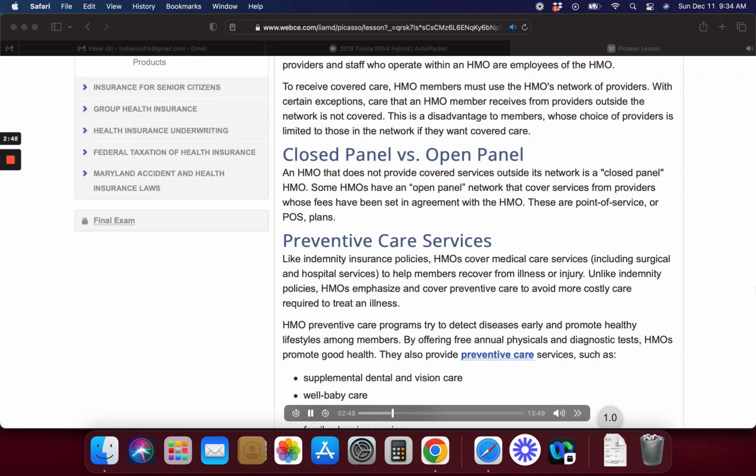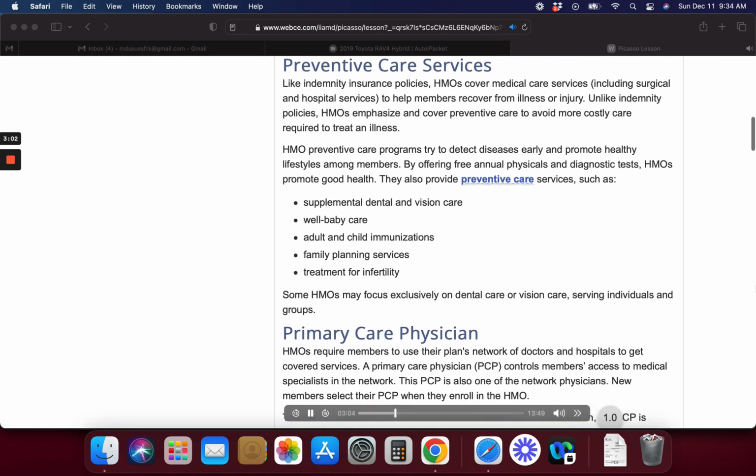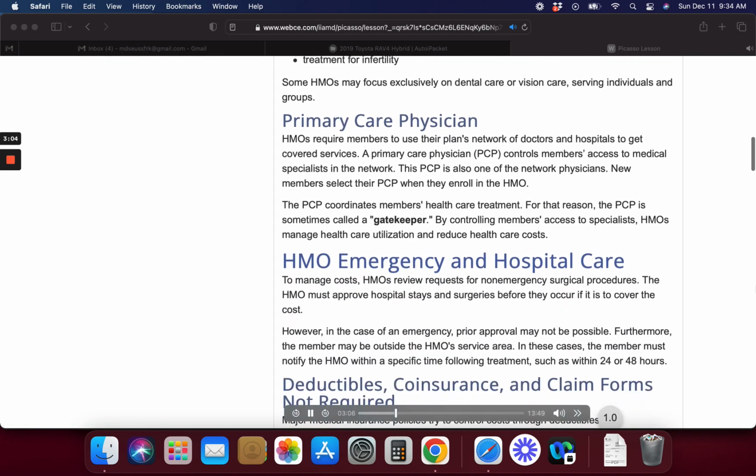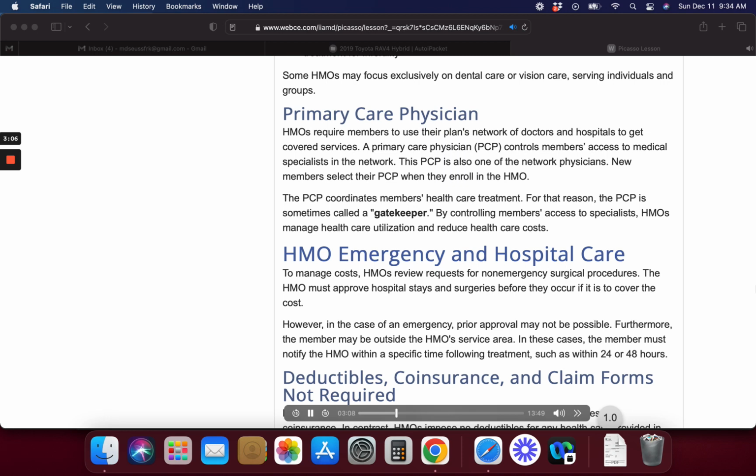They also provide preventive care services, such as supplemental dental and vision care, well baby care, adult and child immunizations, family planning services, treatment for infertility. Some HMOs may focus exclusively on dental care or vision care, serving individuals and groups.